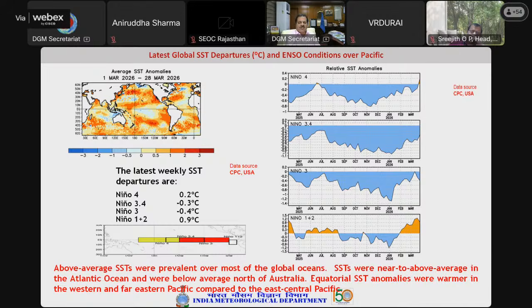Equatorial sea surface temperature anomalies were warmer in the western and far eastern Pacific compared to the east central Pacific. You can see in the diagram here, this western Pacific and east central Pacific. But this one you can find out east central Pacific is relatively cooler. Now let us look at Nino 3.4 here. You can see the progression from May 25 onwards towards March 2026. So gradually how it is warming up, you can see, but still at present it is the neutral conditions.